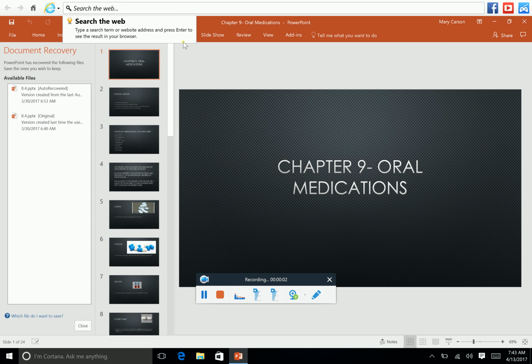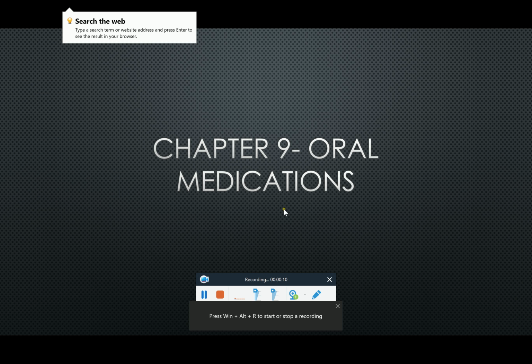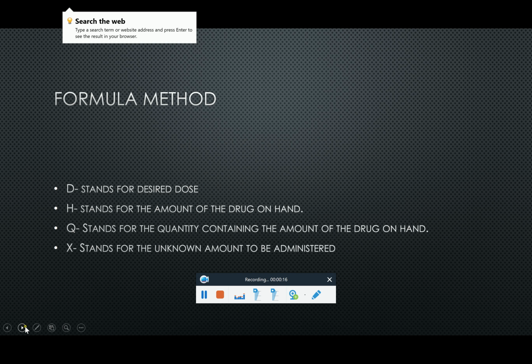All right, so let's go over some things about Chapter 9. Chapter 9 is on oral medications. D, so there's a couple ways to do this. You can use the formula or you can use the ratio, but it's kind of the same thing.